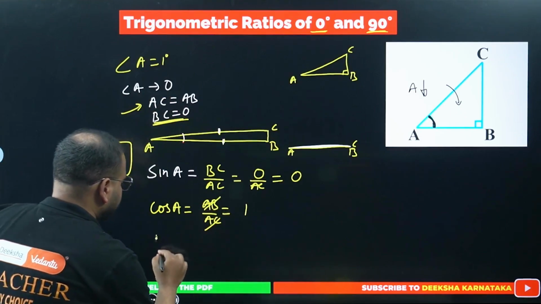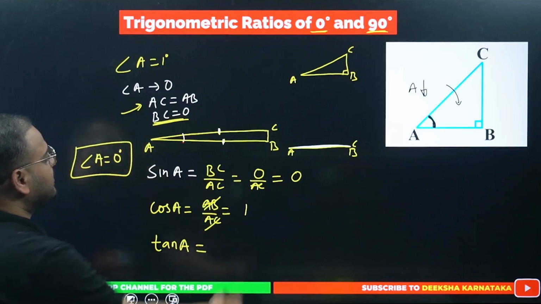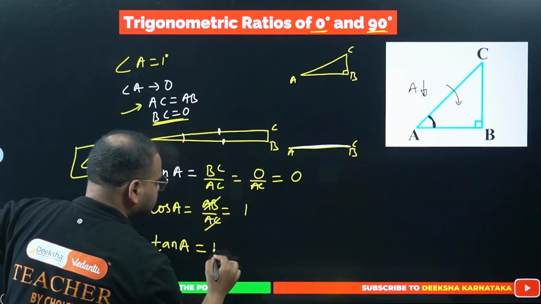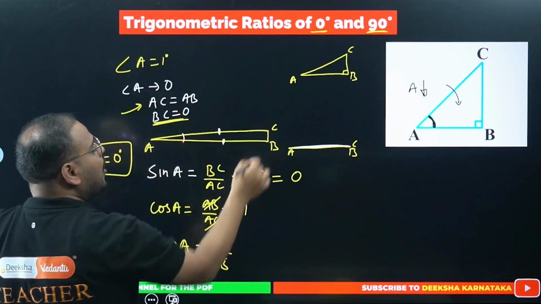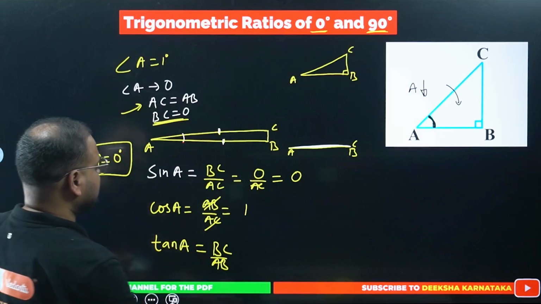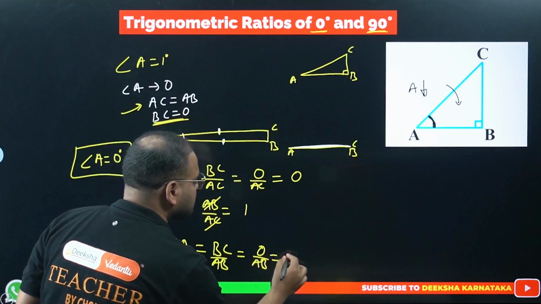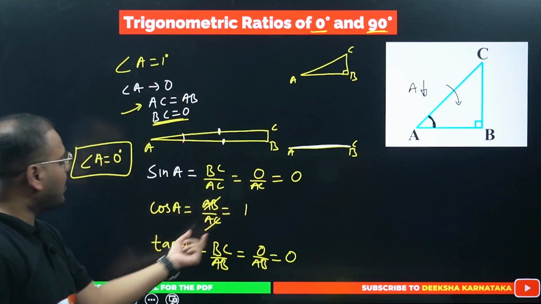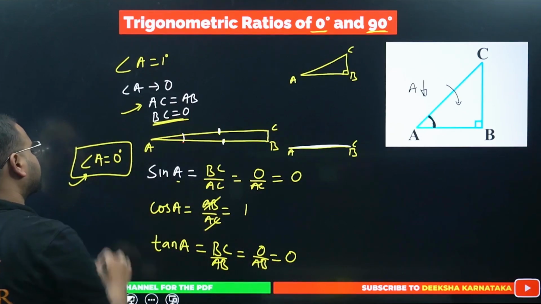What about tan A? Tan A will be BC by AC. Sorry, BC by AB. My bad. BC by AB. Why BC by AB, sir? BC is the opposite side. AB is the base or the adjacent side. So BC is 0, so 0 by AB is nothing but just 0. So what is my sine 0? 0. Cos 0? 1. Tan 0? 0.